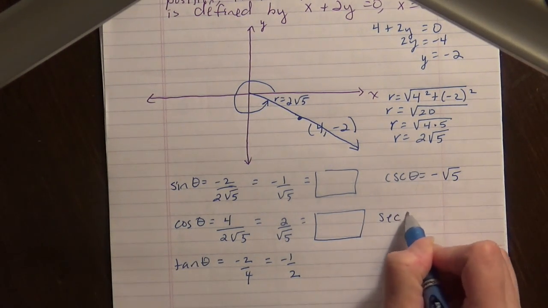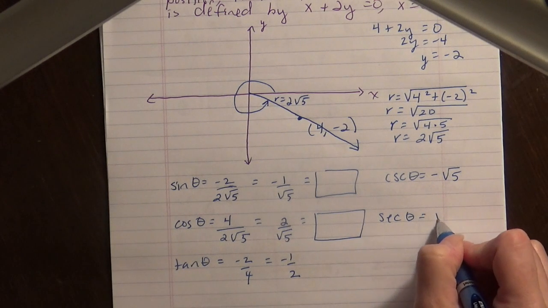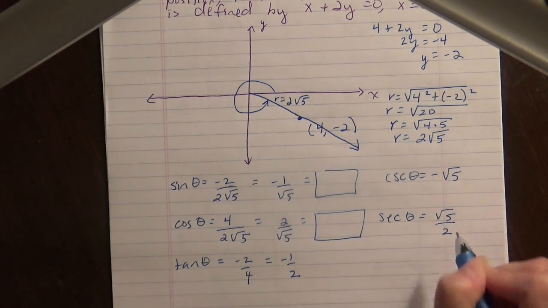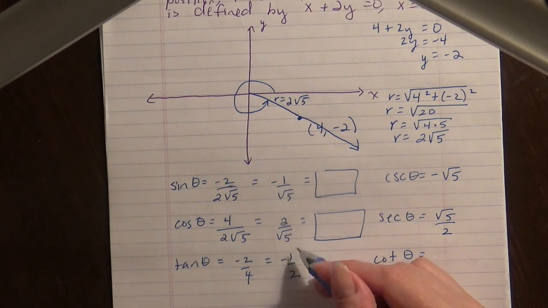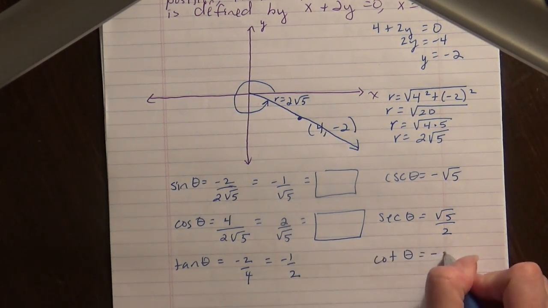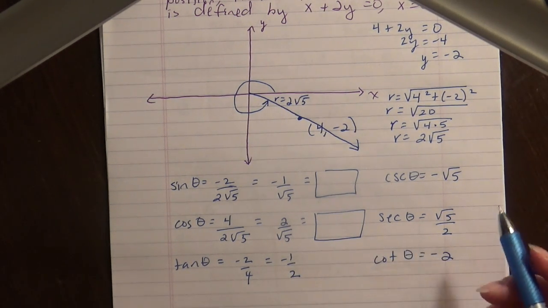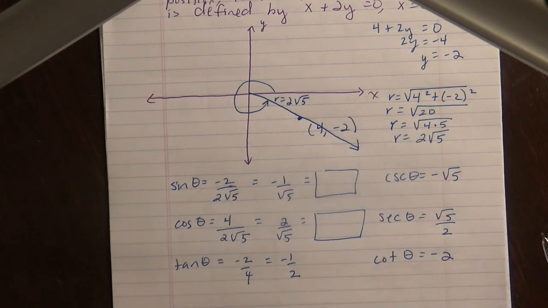Secant is the reciprocal of cosine, so it's going to be square root 5 over 2. Cotangent is the reciprocal of negative 1/2. Flip that over, you get negative 2. Okay, let's go back and look at sine and cosine to finish it up now.